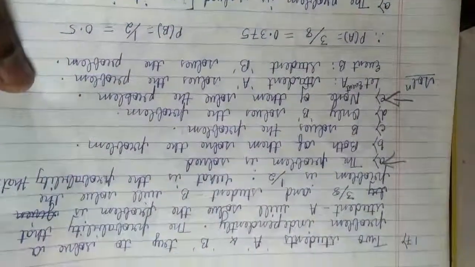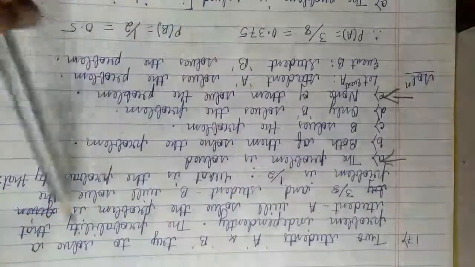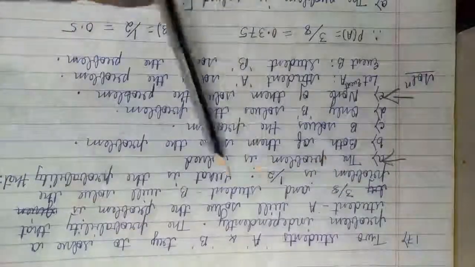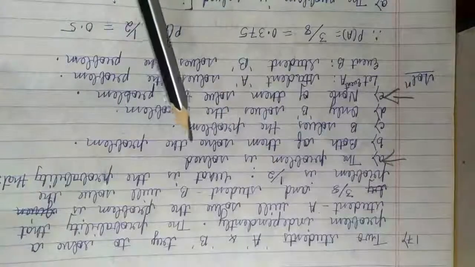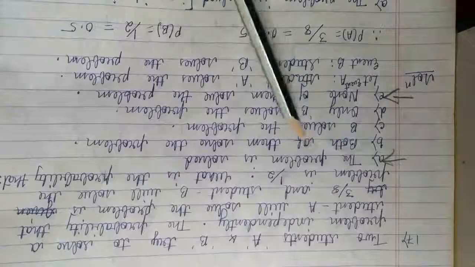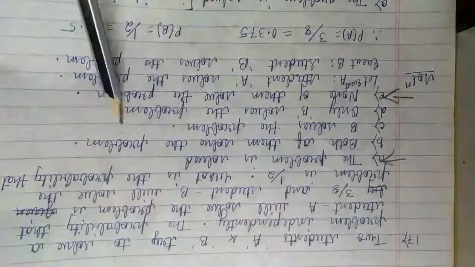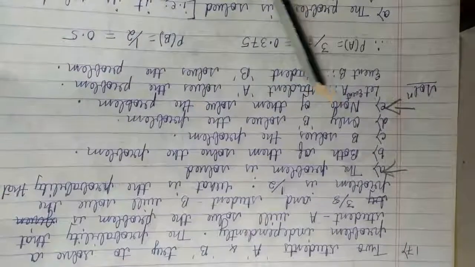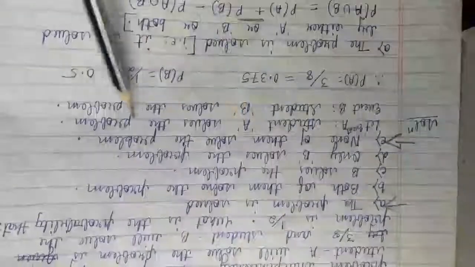There are two students, A and B. They try to solve a problem independently. The probability that student A will solve the problem is 3 by 8 and student B will solve the problem is 1 upon 2. What is the probability that A, the problem is solved, B, both of them solve the problem, C, B solves the problem, D, only B solves the problem, E, none of them solve the problem?